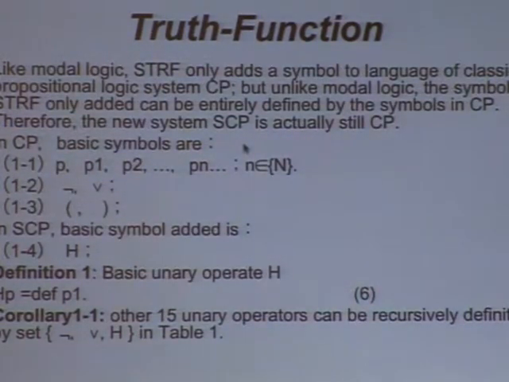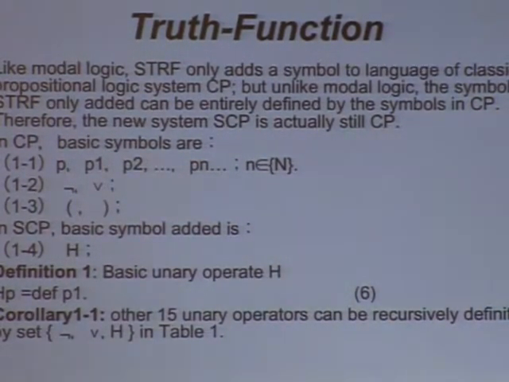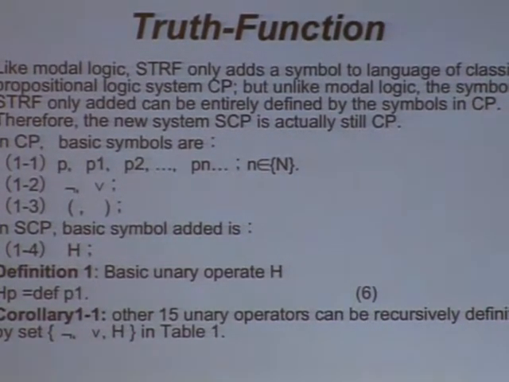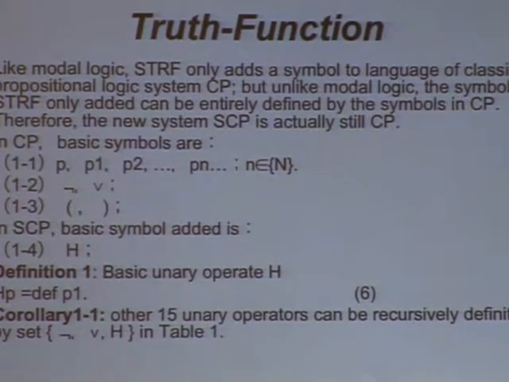My first idea is this: since the main difference between classical logic and non-classical logic, for example modal logic, is that the former is about the choose function and the latter, modal logic, is about the non-choose function, we should begin with the most simple non-choose function. Okay, so this 1, 1, 1, 2, 1, 3 is just the basic symbols in the CP.